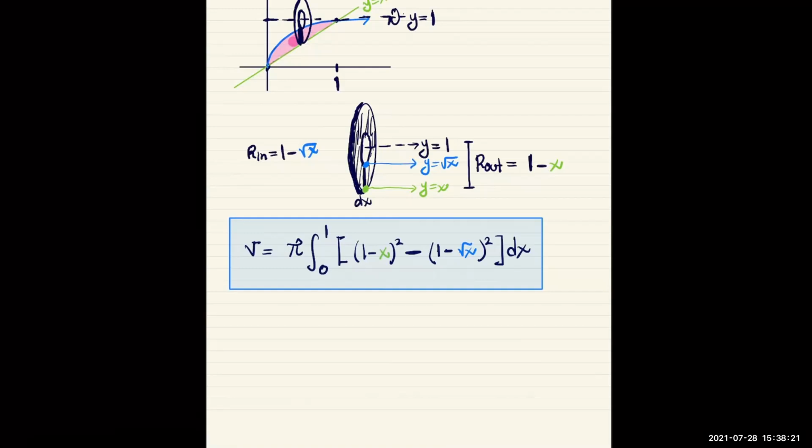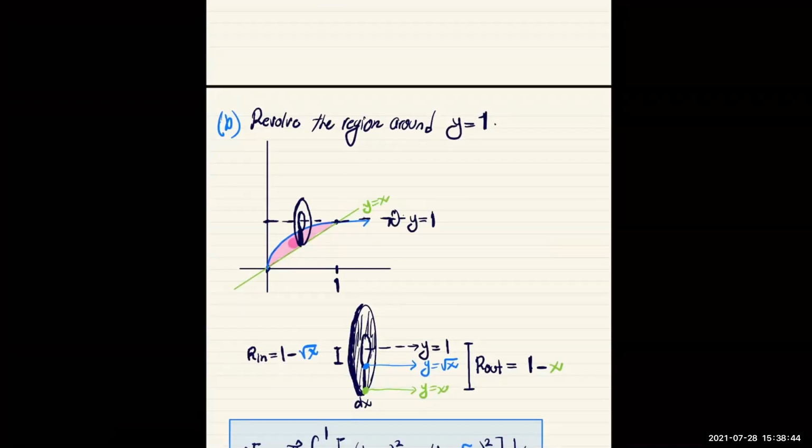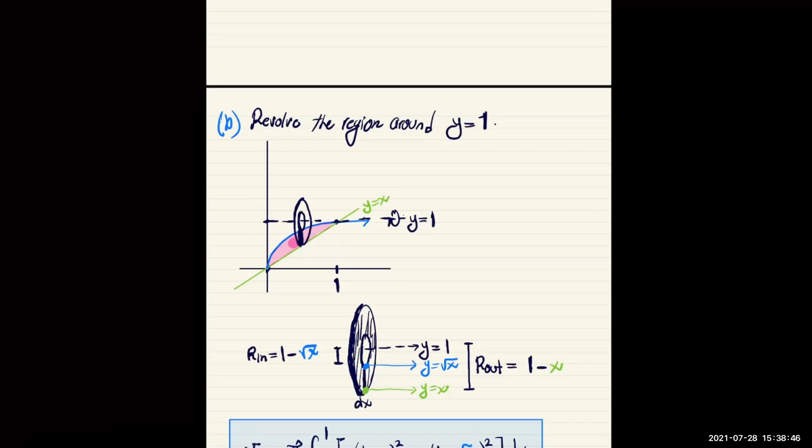Any questions about this? All right then. I hope it's easy enough. I really hope so. Okay, so that's it, I guess, with revolving around horizontal lines. Let's now revolve a vertical line. That's when things get effed up.